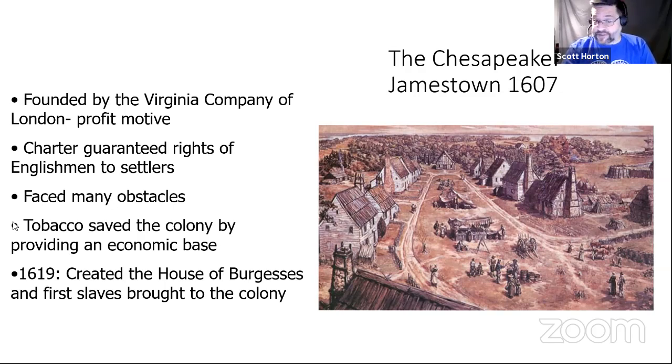They face many obstacles. Of course, there's the starving time, as they referred to it. Native Americans aren't real thrilled about the settlement that ends up settling there. There's starvation. And they have to figure out how to make their way once they realize that they're not going to be able to find gold. And the way that they've kind of solved that is tobacco. And tobacco saves the colony.